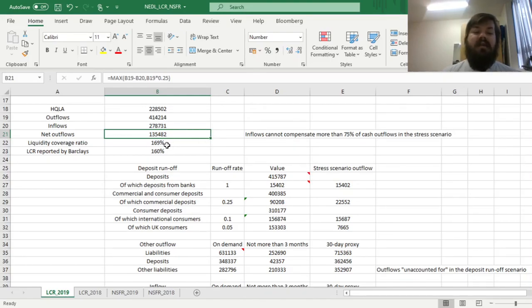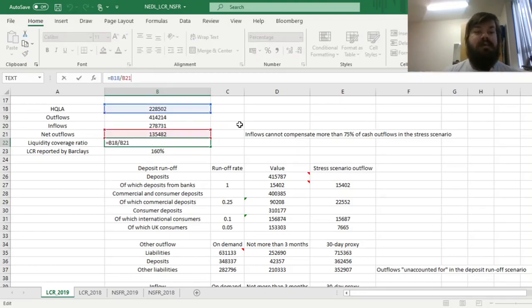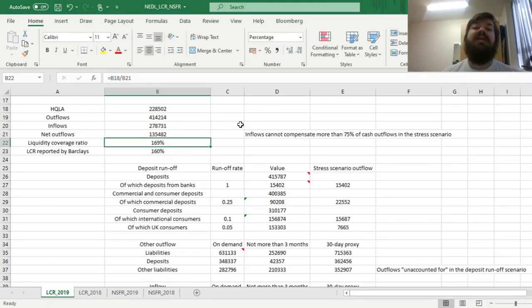And here we can finally calculate the liquidity coverage ratio with HQLA stock, liquidity pool in the numerator, and net outflows in the denominator, and get 169%, well above 100%, which is mandatory by Basel regulations as of now. And we can see that this figure is actually quite close to 160%, that is reported by Barclays itself in 2019 in its annual report.